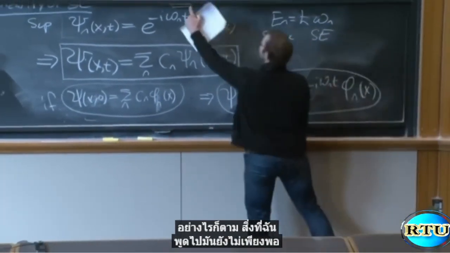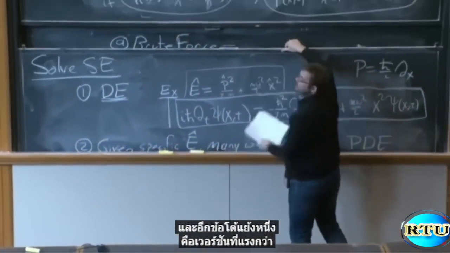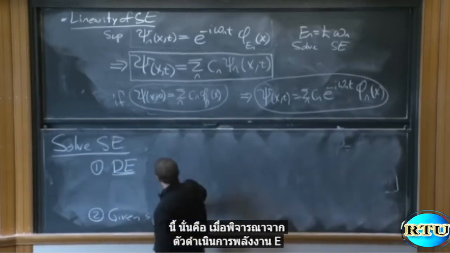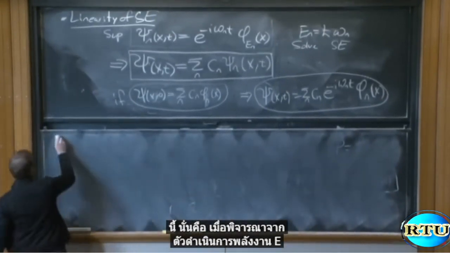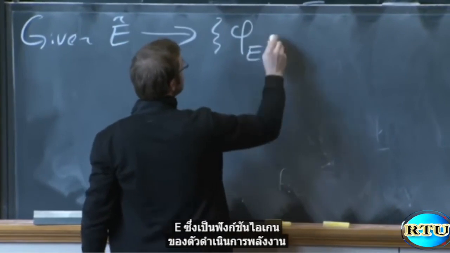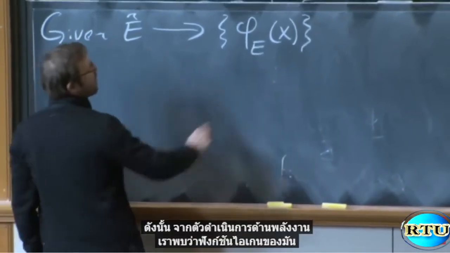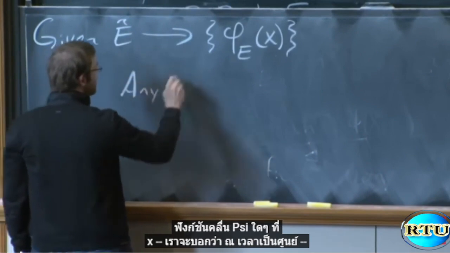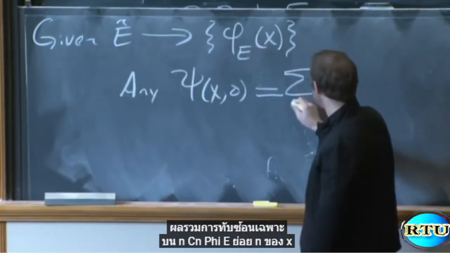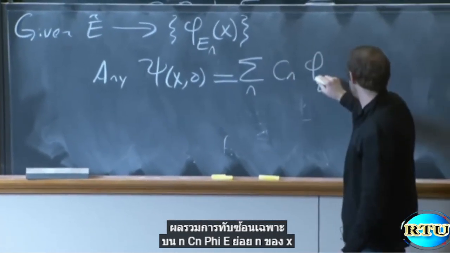However, what I just said isn't quite enough. I need one more argument. And that one more argument is really the stronger version of 3 that we talked about before, which is that given the energy operator E, we find the set of wave functions phi_E, the eigenfunctions of the energy operator with eigenvalue E. So given the energy operator, we find its eigenfunctions. Any wave function psi of x, let's say at time 0, any function of x can be expanded as some specific superposition, the sum over n of c_n phi_{E_n} of x.